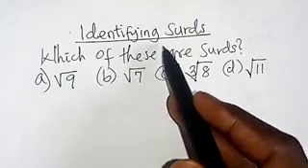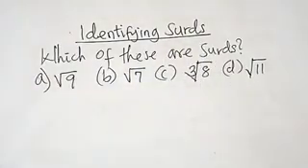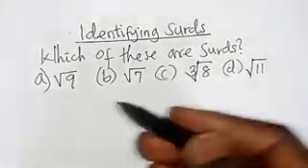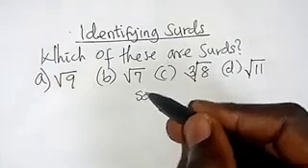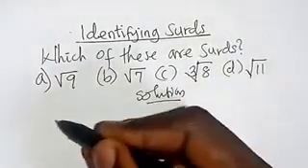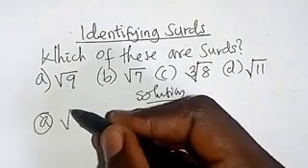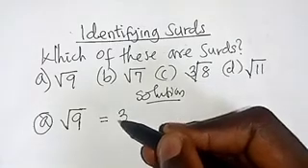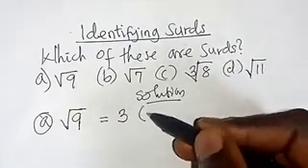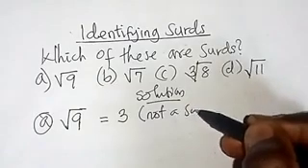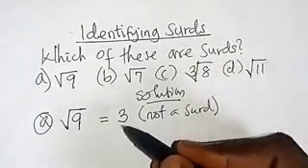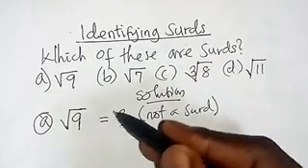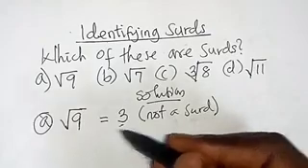Let's move to identifying surds. So how do we identify a surd? Which of these are surds? The first one is square root of 9. If I take the square root of 9, I'm going to have 3. So this is not a surd. The reason is that it gives us a whole number. It terminates when you take the square root.